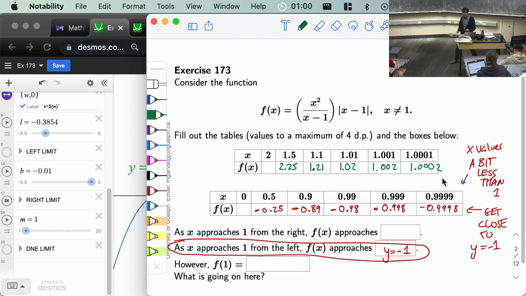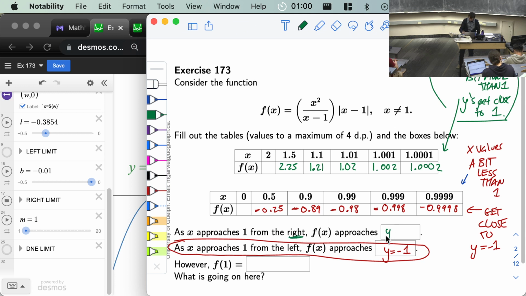1.0002, the x values are getting really close to 1, just like before, but this time, because the x values came from the other direction, the y values get close to 1. So the x values are a bit more than 1, and the y values are getting close to positive 1. And we can write this in a sentence as x approaches 1 from the right, f of x approaches y equals positive 1. Okay.